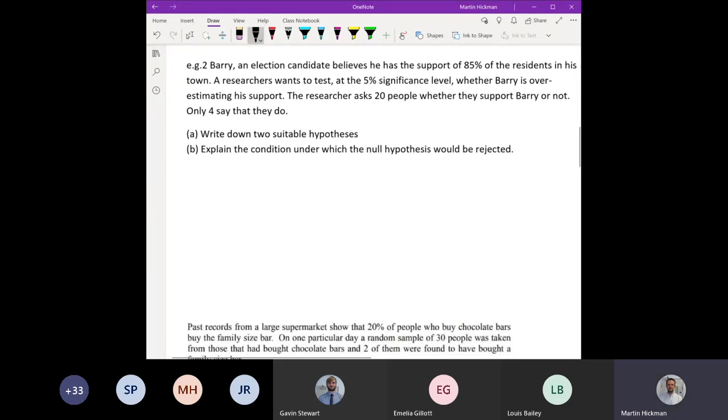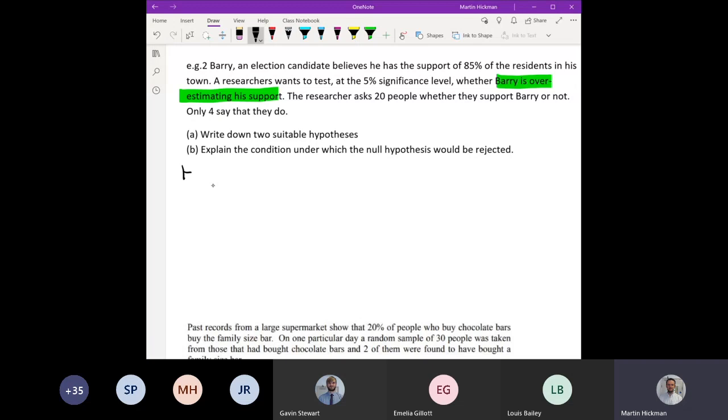So second example, so in these first two examples, we're just kind of setting up the hypothesis tests, and then we're going to do some actual calculations in a bit. So Barry, an election candidate, believes he has the support of 85% of his residents in his town. A researcher wants to test at the 5% significance level whether Barry's overestimating his support. Okay, overestimating is the key word here. The researcher asked 20 people whether they support Barry or not. Only 4 say that they do. So write down 2 suitable hypotheses.